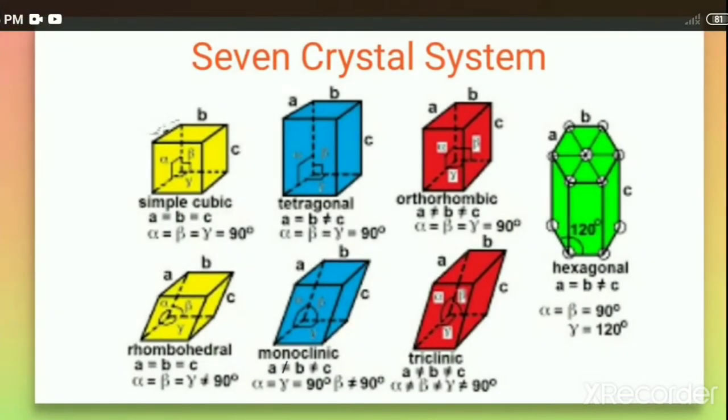Now depending upon the parameters, there are 7 crystal systems. These are simple cubic, tetragonal, orthorhombic, hexagonal, triclinic, monoclinic and rhombohedral. So depending upon the parameters, these are of 7 types. A table is given in the textbook showing the 7 crystal systems with their angles and edge lengths. So go through the table.